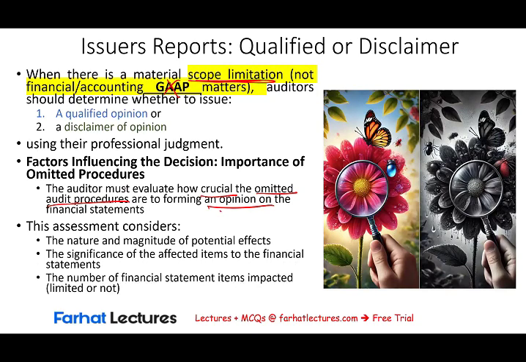Is this issue only impacting one area, and that area is not large and the problem is contained? Or if I omit inventory, I'm going to misstate my cost of goods sold, my gross profit, my net income, other accounts. Is it widespread or is it limited? This is what we will discuss in this session. When do we issue a qualified opinion? When do we issue a disclaimer of opinion? Let's go ahead and get started.